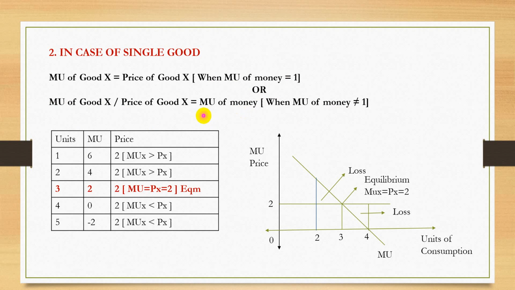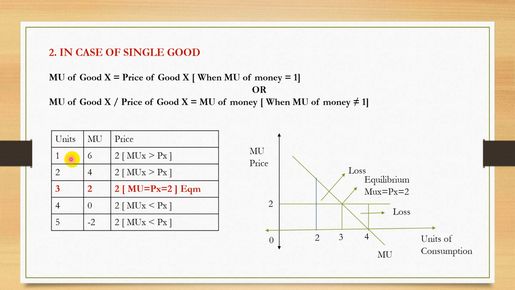Now, let us assume that the marginal utility of money is given, and that is 1. This is the table given with marginal utility, and the price is also given, suppose 2 rupees per unit of the commodity. So units 1, 2, 3, 4, 5, MU is given as 6, 4, 2, 0, minus 2, and price is 2, 2, 2, 2, 2. Now what do we find? Since price is constant, at all levels the price will be 2.